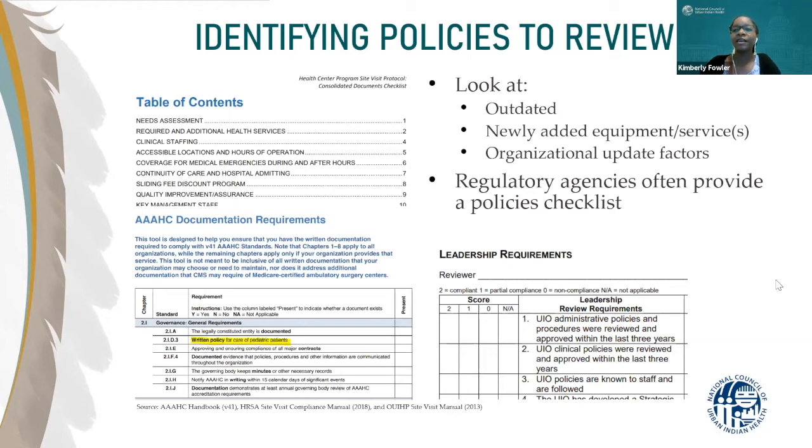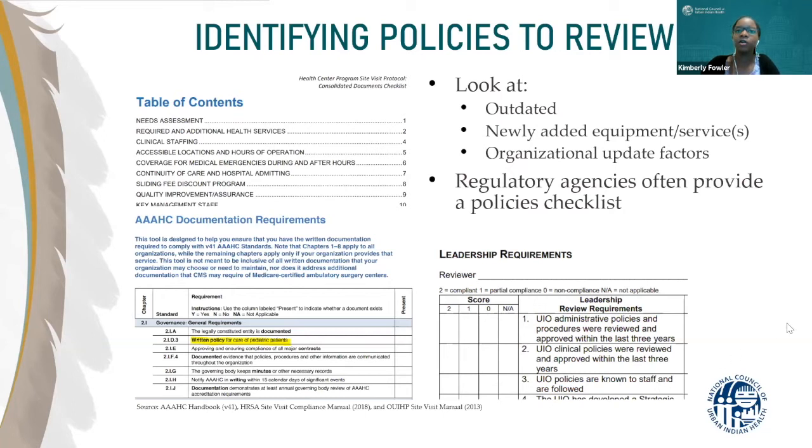So I would say that one of the ways in which you can identify your policies, or one of the most common factors, are listed here in some ways. So you want to look for if something is outdated, if there is a newly added equipment or service, and if there are organizational update factors that would lend itself to a policy review. And then of course, we talked about the regulatory agencies and their checklist and what their requirements are.